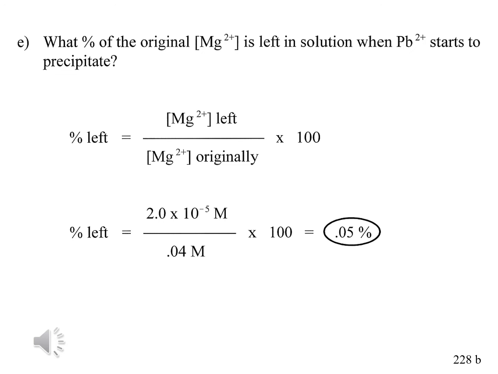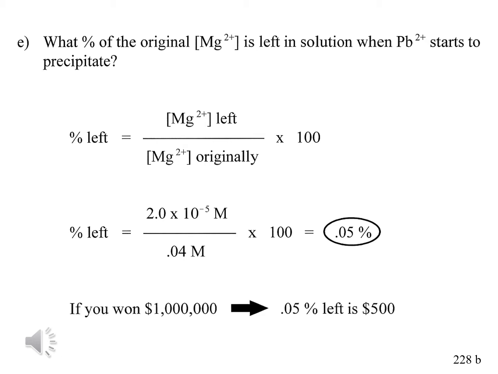The percent left is larger than in the last problem, but it's still very small. It amounts to about 1 left out of 2,000 that you started with, or 0.05%. To use the $1 million example, in this case, you would still have $500 left, but that's still pretty much gone compared to $1 million.